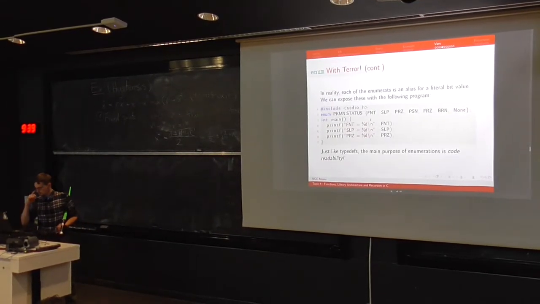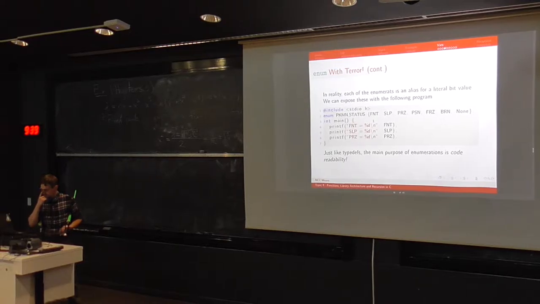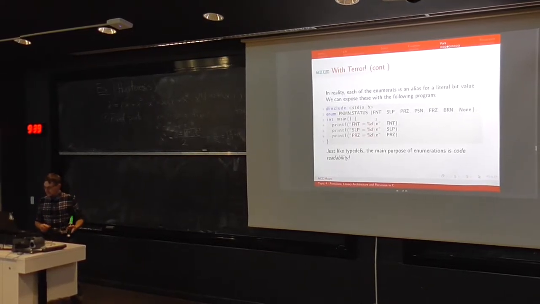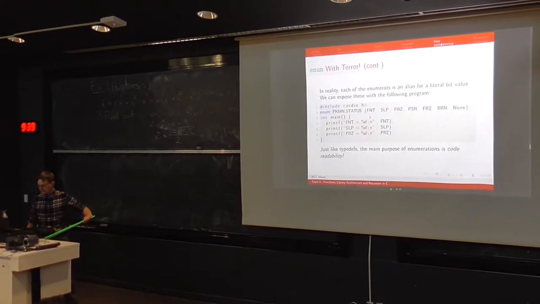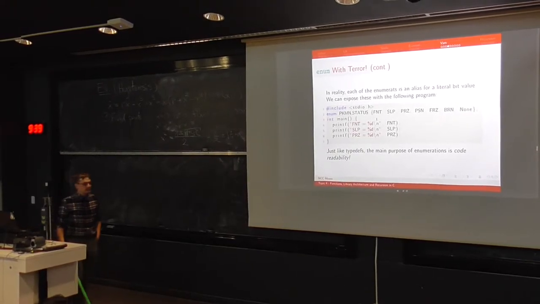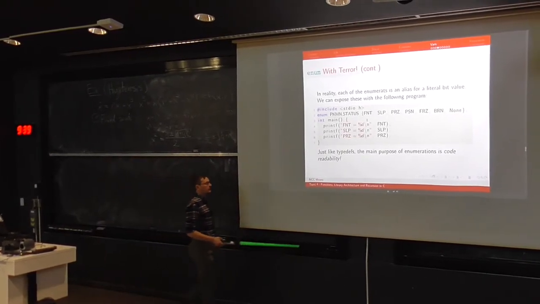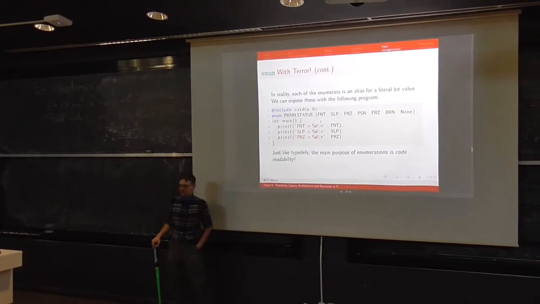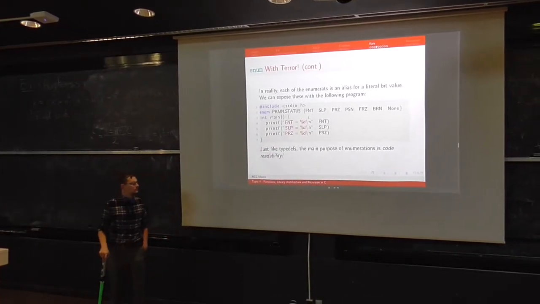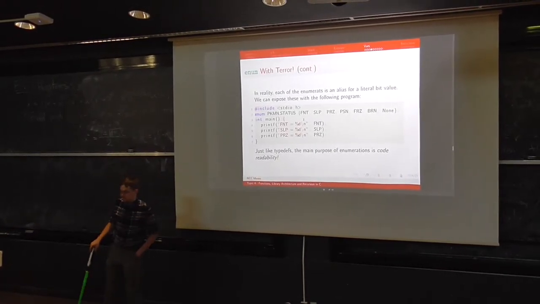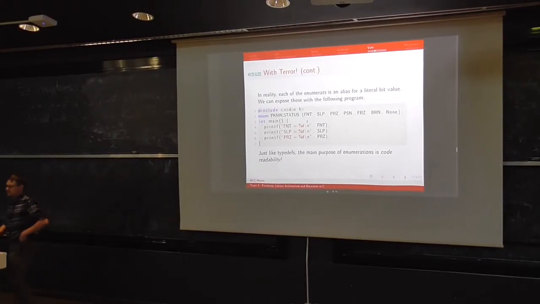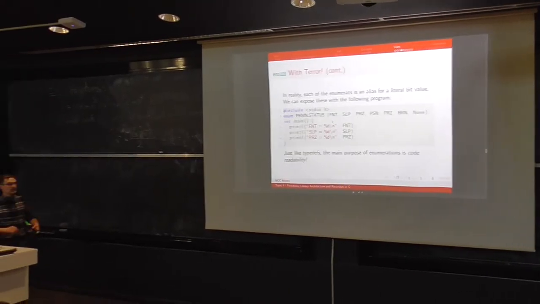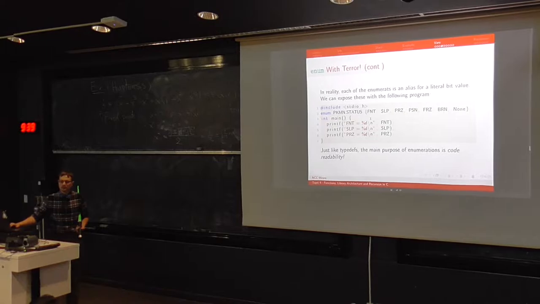Okay. In reality, each of the enumerations is an alias for a bit value. We can expose these using the following program. If you really want to, you can interpret these as integers and see what the underlying integer representation is. But because we must move swiftly forward, I will leave that as an exercise to the reader. Just like typedefs, the main purpose of enumerations is code readability.